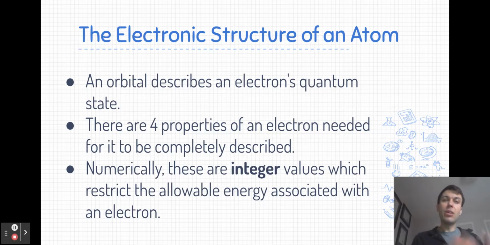And the result is that it restricts the allowable energy associated with an electron. Just like the analogy we looked at previously, we could give an electron this amount of energy or this amount of energy, but nothing in between. This should seem familiar from the Bohr model of the atom, where he had these energy levels, and an electron could be at one energy level or another energy level, but not in between.